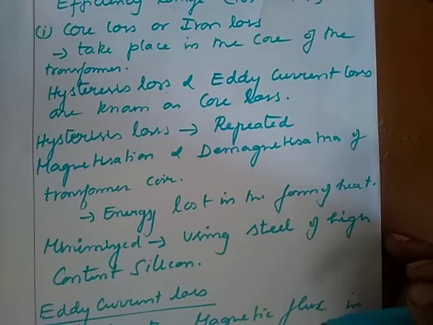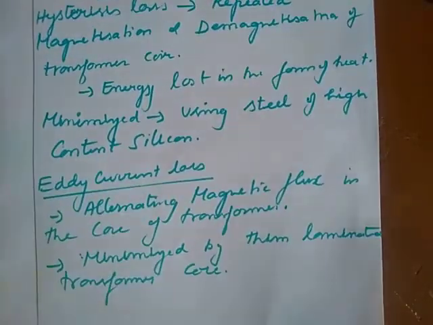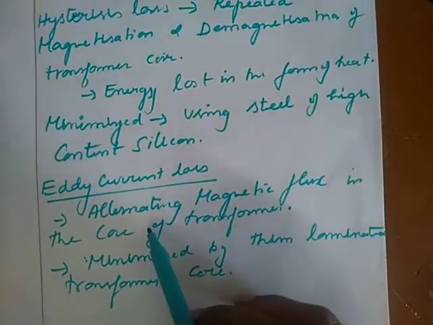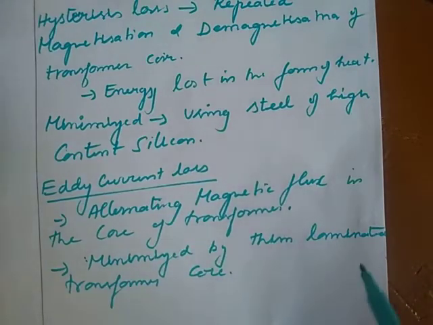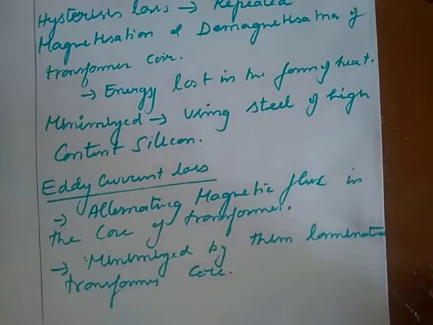Then eddy current loss, alternating magnetic flux in the core of the transformer. This is due to the alternating magnetic flux in the core of the transformer. Due to this, eddy current will flow. Due to the eddy current, there is energy loss in the form of heat. Okay, this can be minimized by thin laminated transformer core.